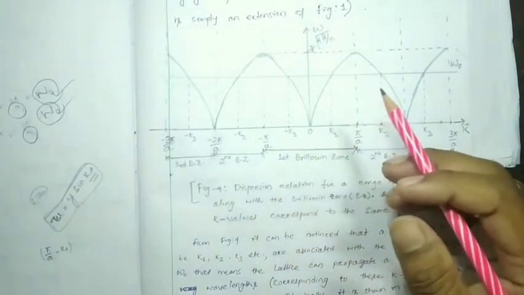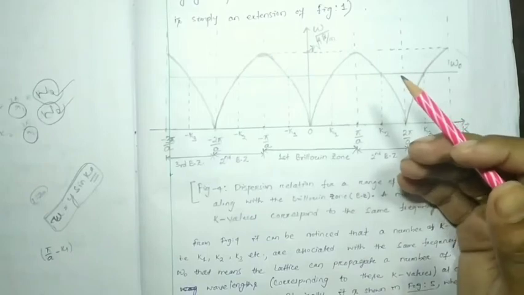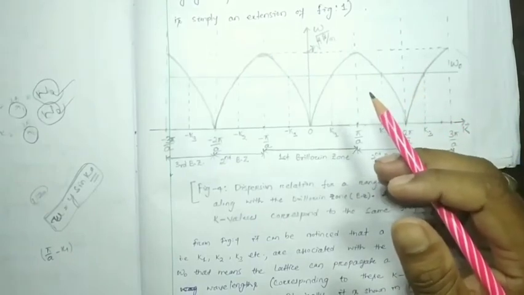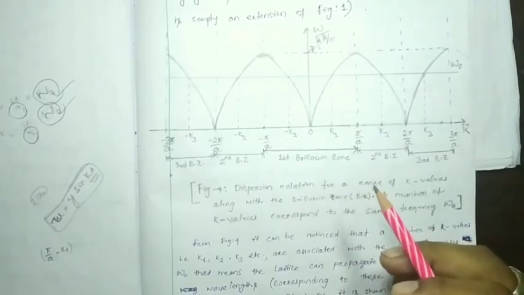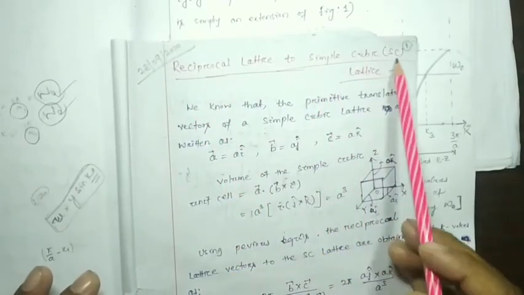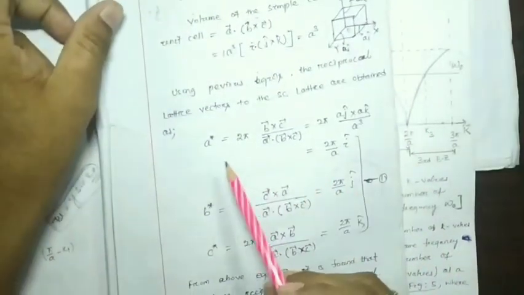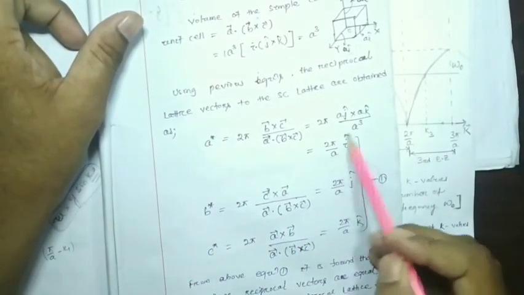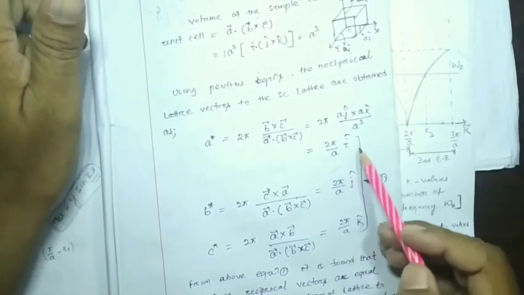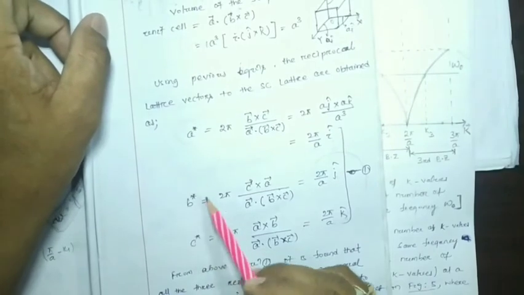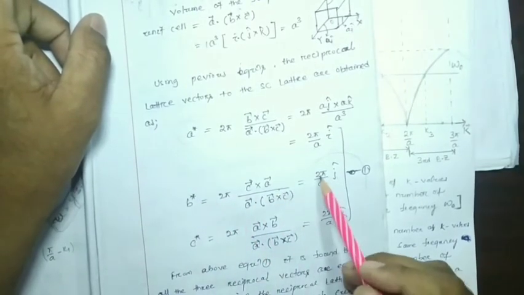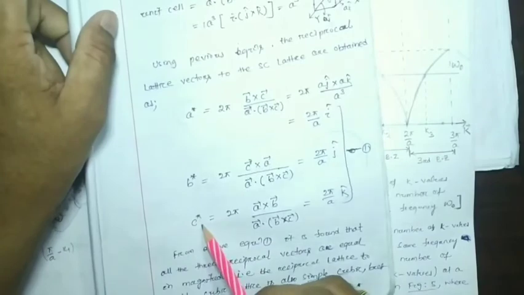The repetition of the atoms in the reciprocal lattice will be integral multiples of 2 pi by a. You also found that when we discussed the reciprocal lattice of the simple cubic lattice. At that time, the reciprocal lattice vector a star is 2 pi by a along the x axis, the lattice vector along the y axis is 2 pi by a j cap, and along the z axis 2 pi by a k cap.